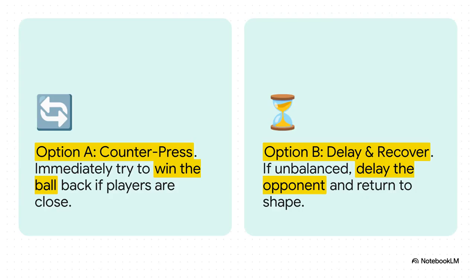The instant a team loses the ball, every player has to make a split-second decision. It's like a computer running a program. If we're compact and we've got players swarming the ball, okay, option A, counterpress. We go win it back immediately. But if we're all stretched out and vulnerable, nope. Option B, delay and recover. Forget winning the ball. Just slow them down and let everyone sprint back into shape.